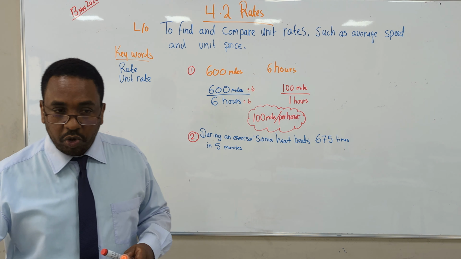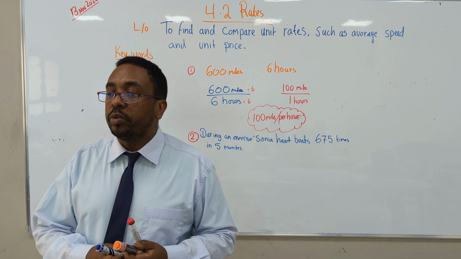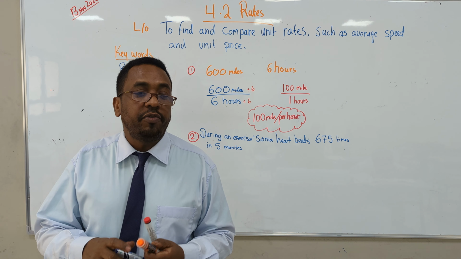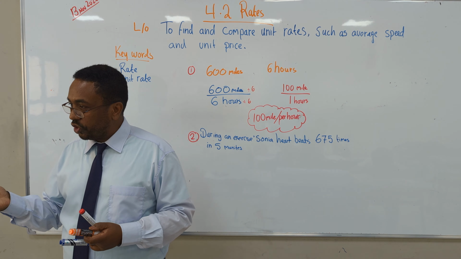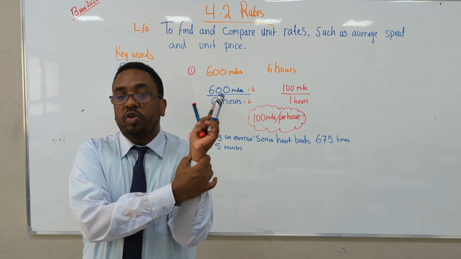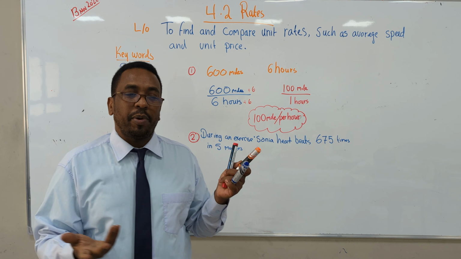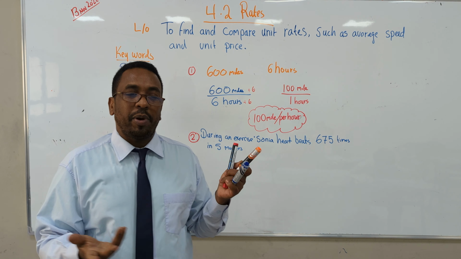So remember, when you exercise, your heart rate will go up. If you are just sitting and doing not much, and the doctor checks your pulse, it should be roughly about 90, or some people might be 100. But if you start to exercise, your heart rate will go up fast. So now Sonia is exercising, and they measure her heart rate for 5 minutes and it is 675. So they will be collecting the data for that.